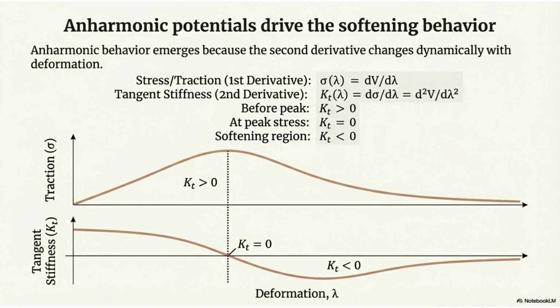Anharmonic potentials drive the softening behavior. Anharmonic changes because the second derivative, or tangent stiffness, changes with deformation. Before the peak, tangent stiffness is positive. At the peak, it is 0. In the softening region, it becomes negative.